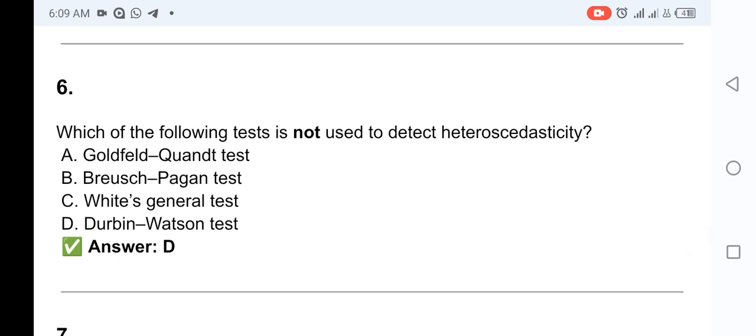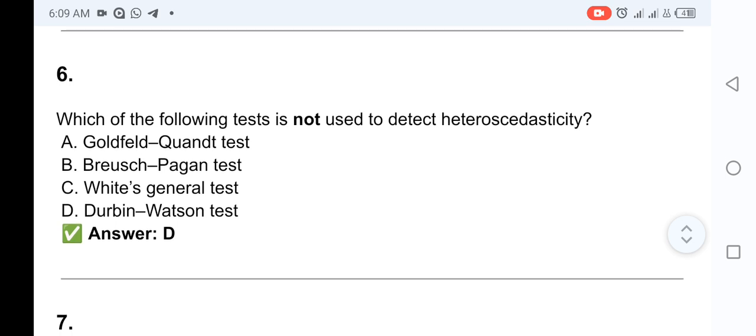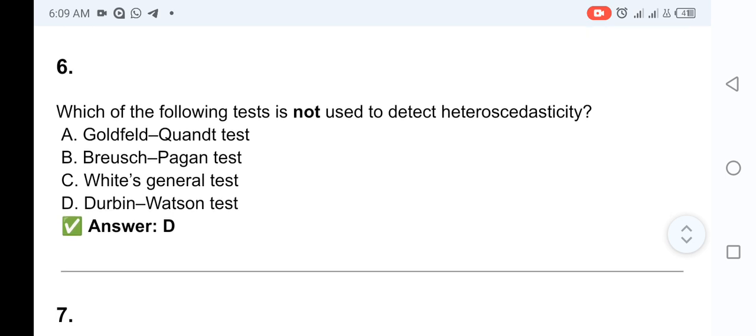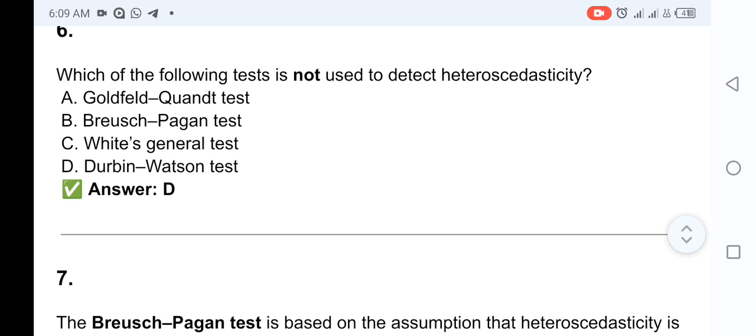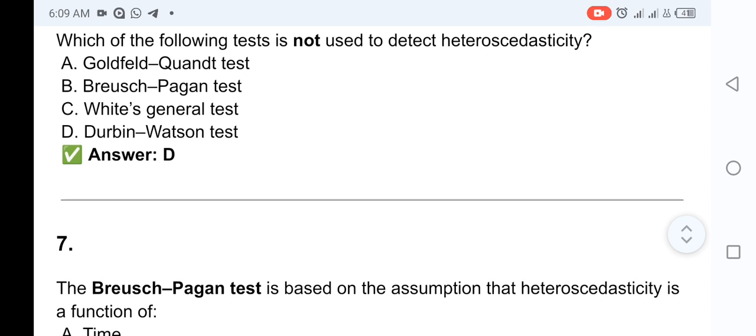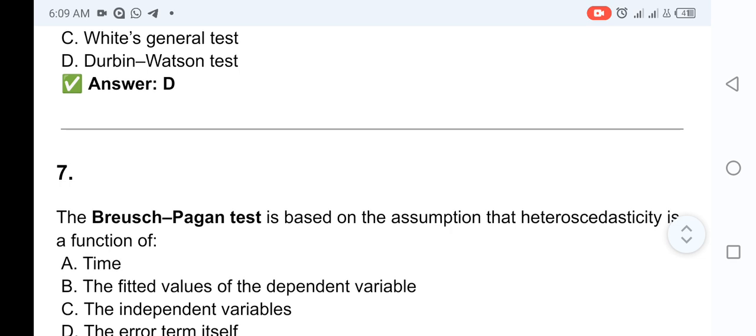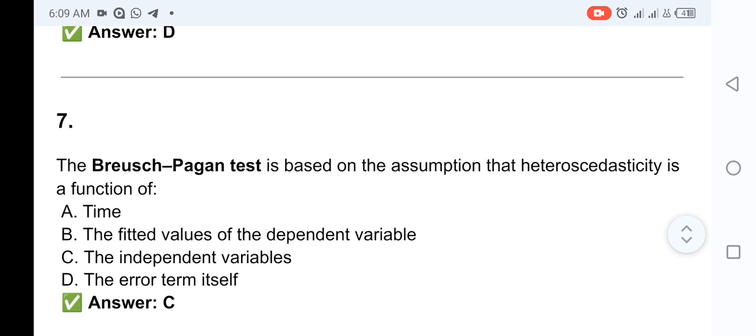6. Which of the following tests is not used to detect heteroscedasticity? A. Goldfeld-Quandt test, B. Breusch-Pagan test, C. White's general test, D. Durbin-Watson test. Answer D.